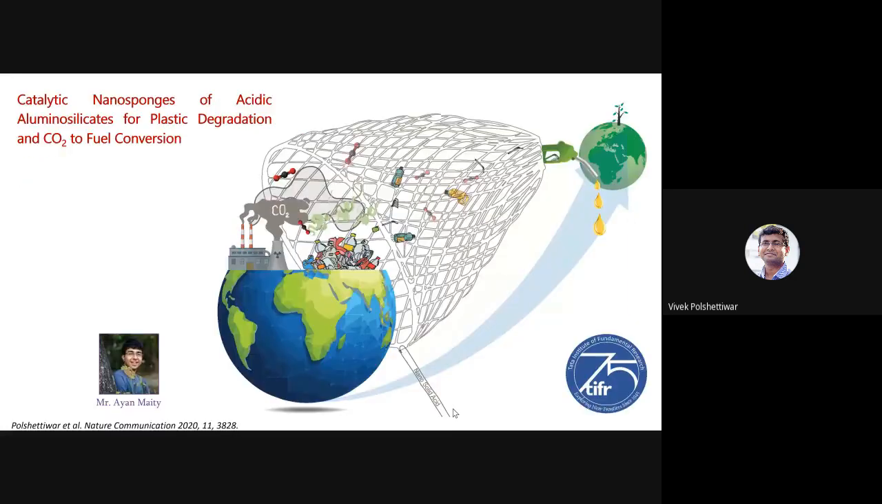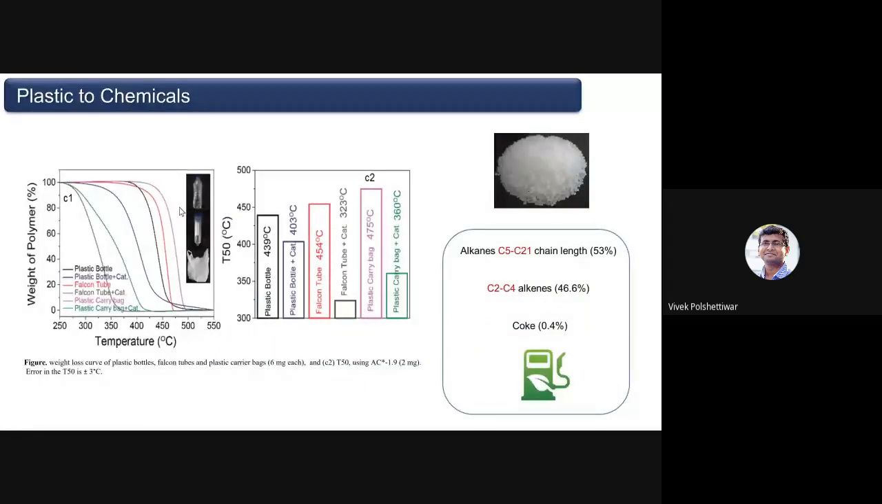And this is what we recently showed, that we developed nano sponges of aluminosilicate, which have acidity very similar to zeolite, but at the same time porosity very similar to amorphous aluminosilicate. And that allows even the bigger plastic macromolecules to diffuse inside because of the bigger porosity. And now it has a strong acidity, which degrades that into various chemicals. We also showed that one can also use CO2 as a fuel. So this is an example where we showed that plastic can be converted into chemicals by using our nano sponges.